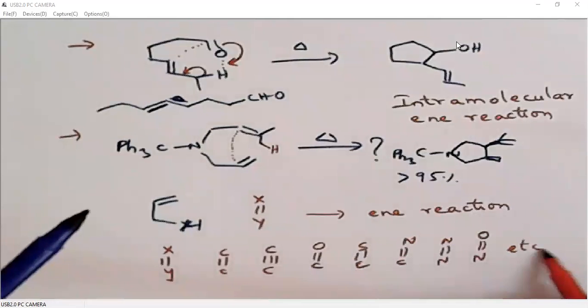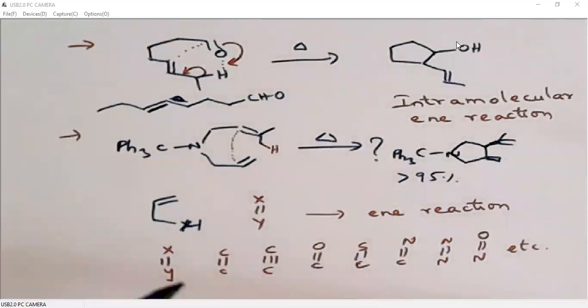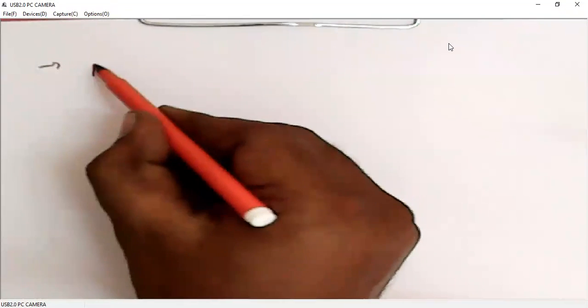So we don't need to discuss all these examples. Of course, these many questions may not be asked, but ene reactions are in principle possible with any of these double bonds. Now we will see some more examples of intramolecular ene reactions.